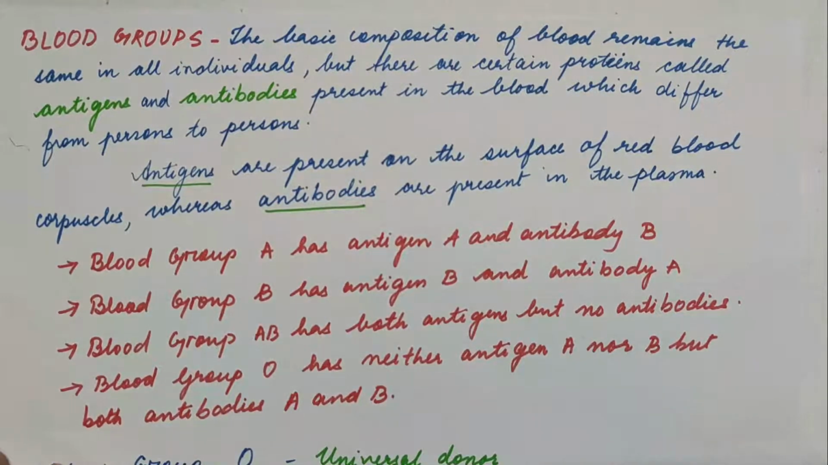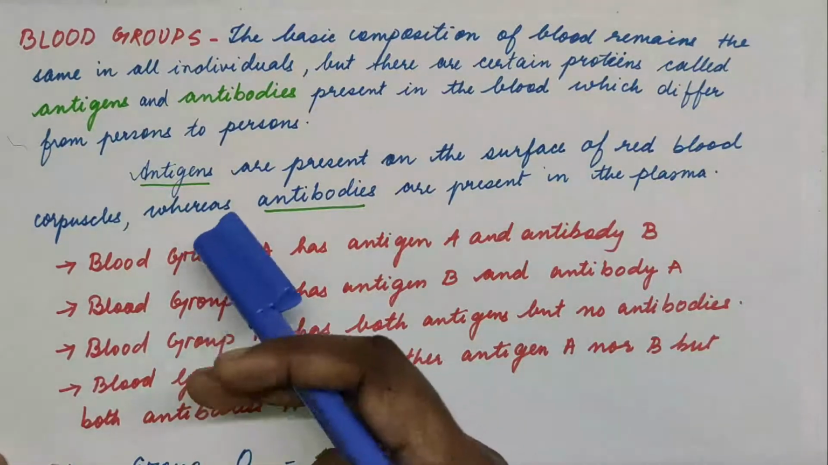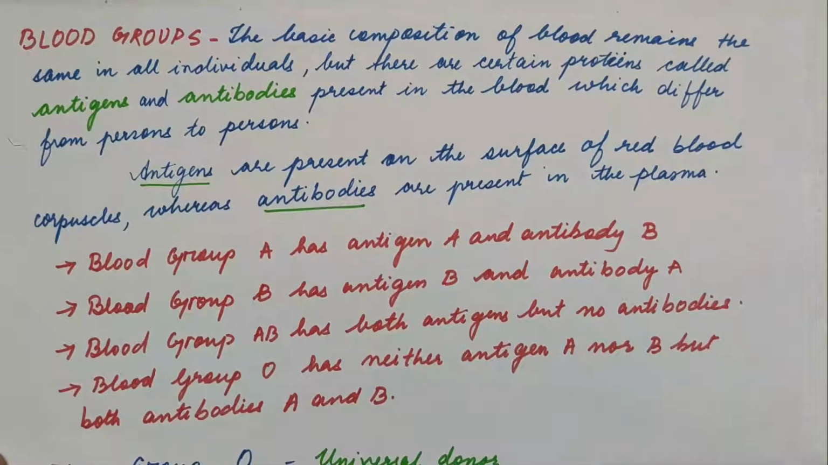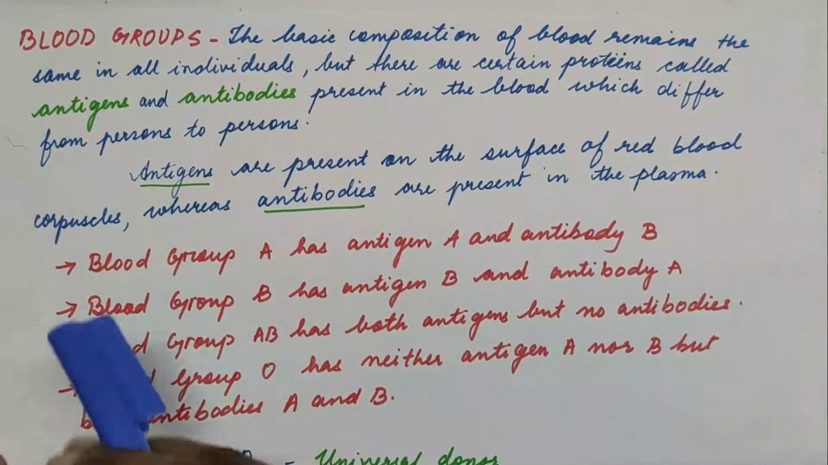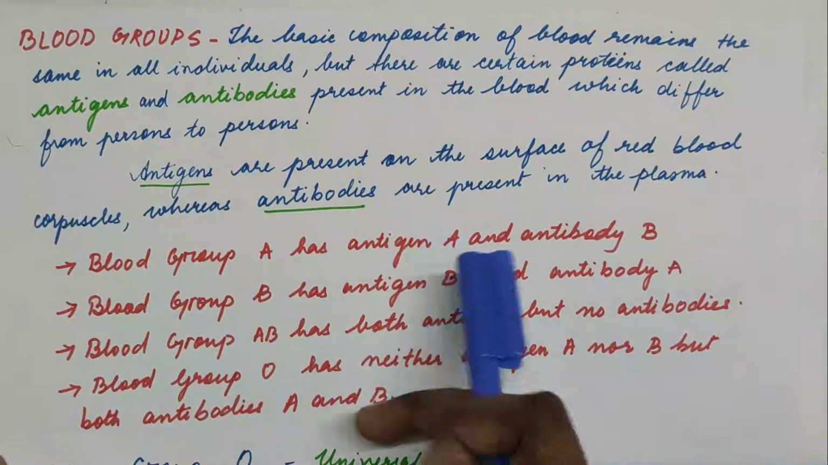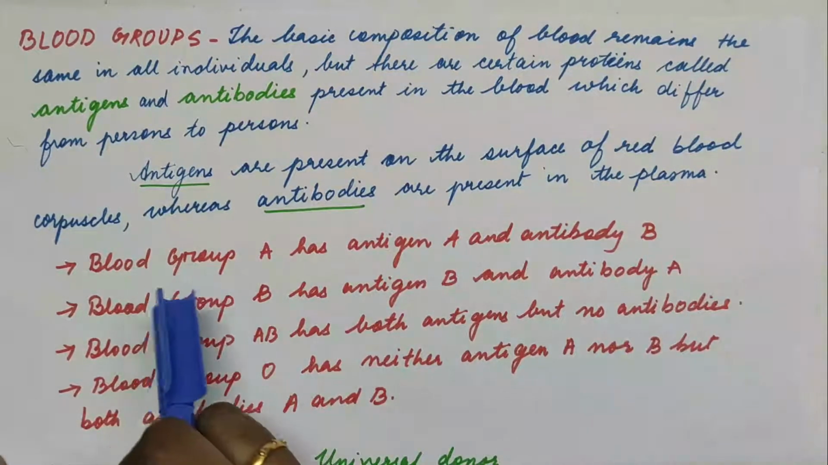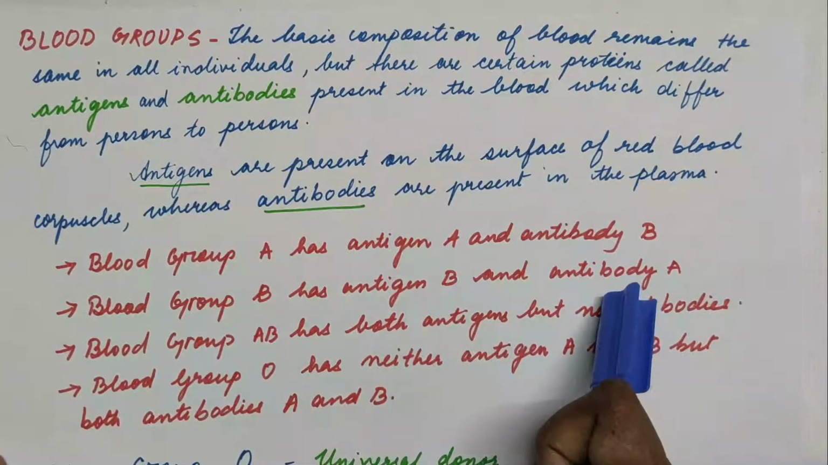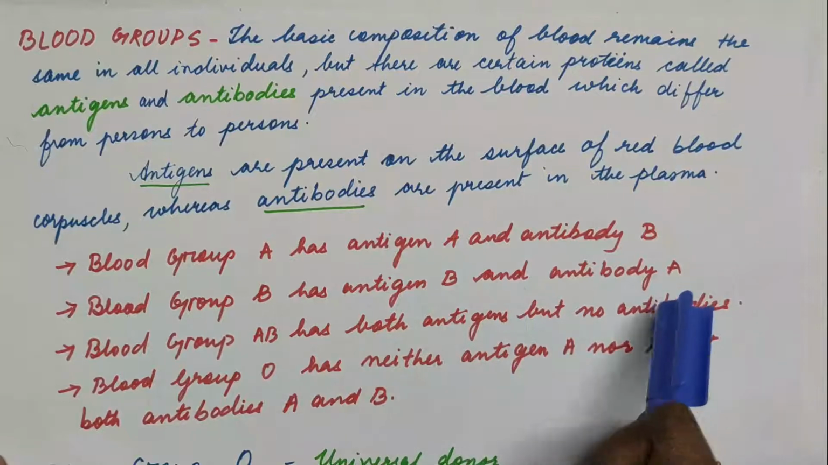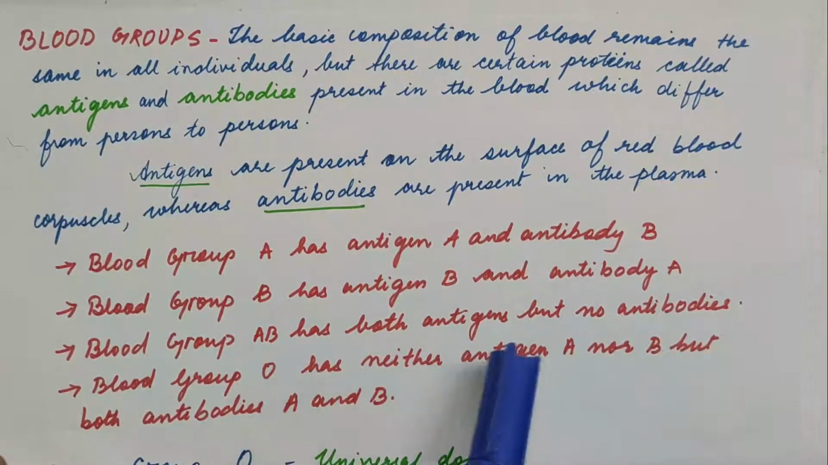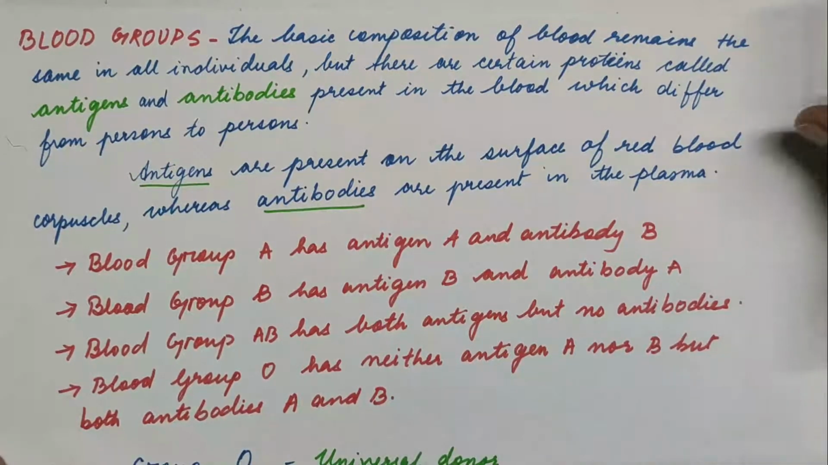Now, what are these? As I can tell you, antigens are present on the surface of the blood corpuscles, but the antibodies are present in the plasma. So depending upon which antigen is present, the different blood groups will be decided. Like blood group A has antigen A and antibody B. Blood group B has antigen B and antibody A, and blood group AB has both the antigens A and B but no antibodies, and blood group O has neither antigen A nor antigen B but both antibodies A and B.